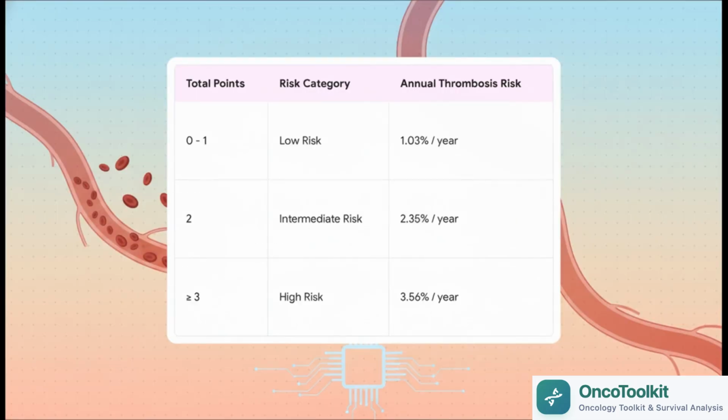And here's how those points translate into actionable clinical data. A score of 0 to 1 puts a patient in a low-risk category, right around a 1% annual risk. A score of 2? That more than doubles the risk to 2.35% per year. And a score of 3 or more puts a patient squarely in the high-risk category at over 3.5% per year. This objective quantification was a huge leap forward. It gave us a much, much clearer picture than the older systems.